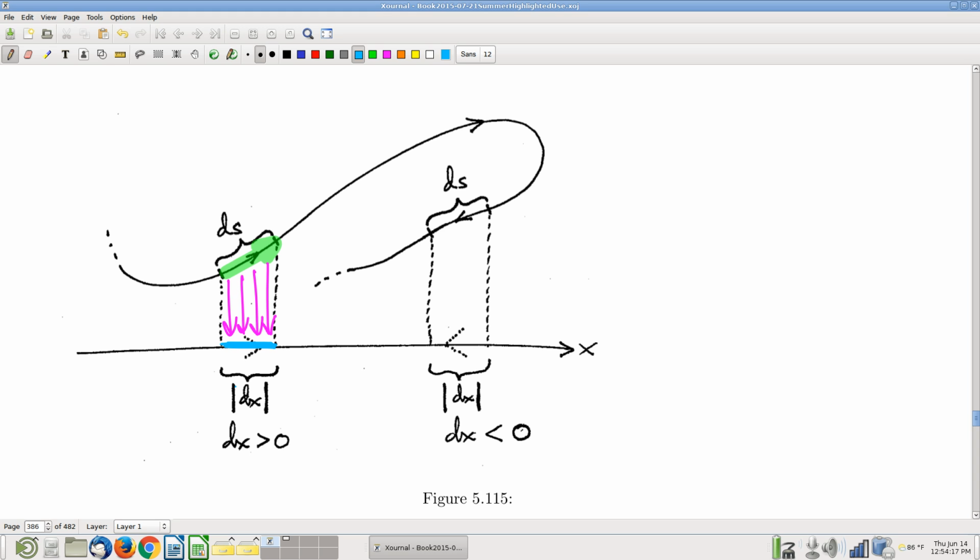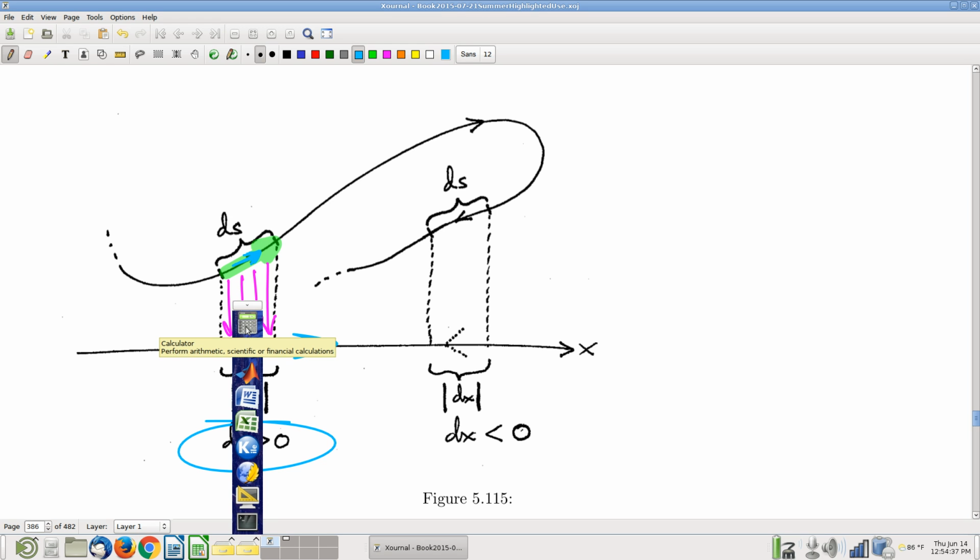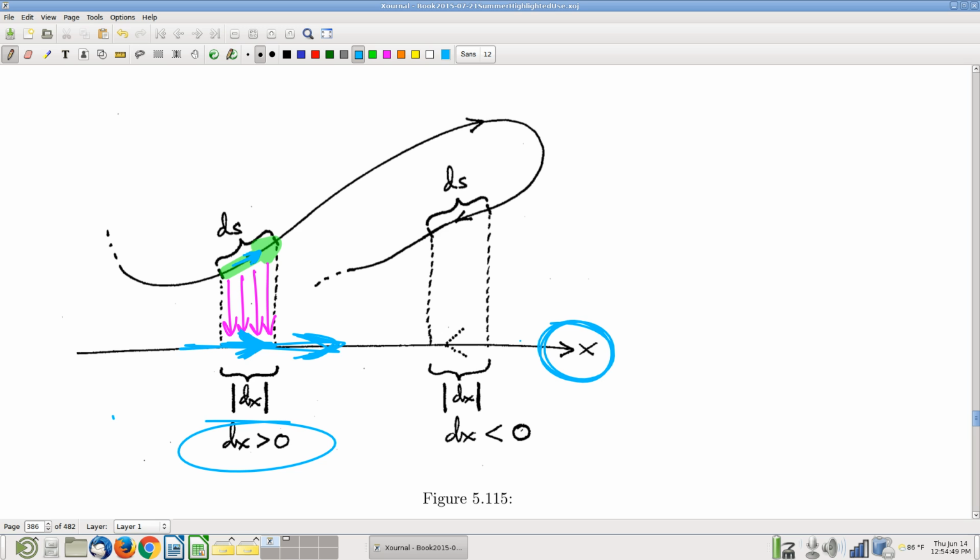The magnitude of dx tells you how big the shadow is. The sign of dx tells you which direction it's going. So notice here, this little piece of curve here was going that way. The shadow is going that way. Sorry, my elbow again. That's the positive x direction. So dx is positive.